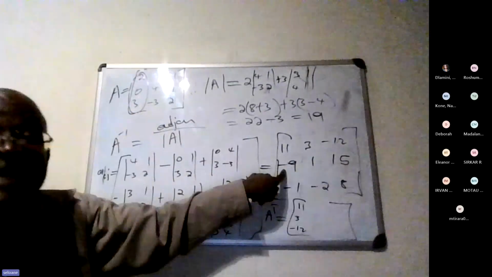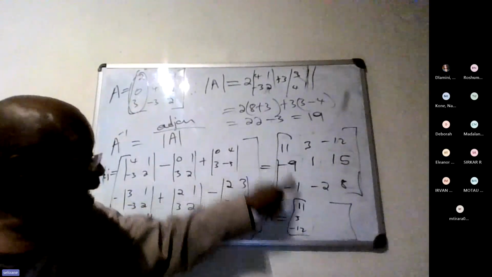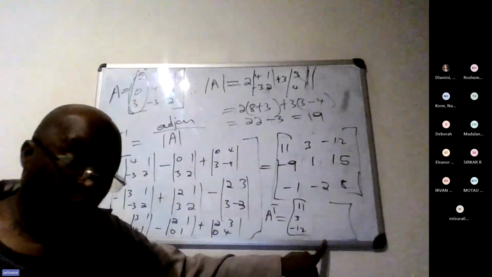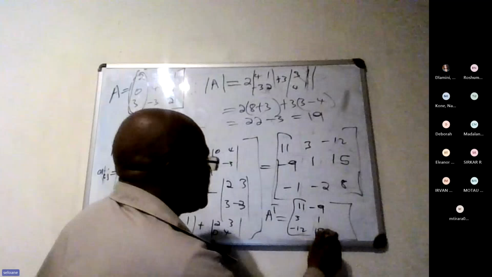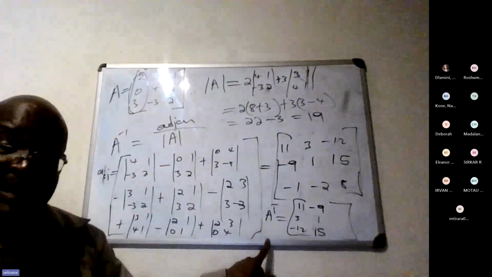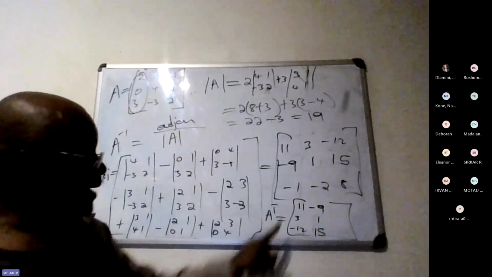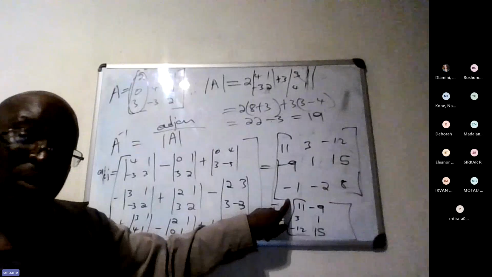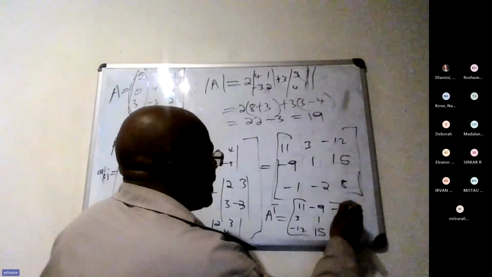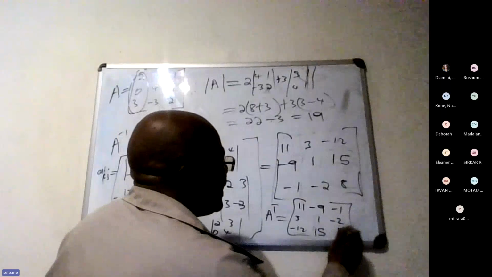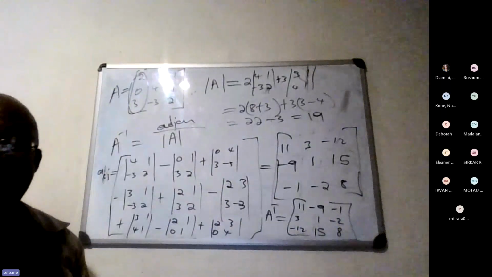These entries in the second row will now be the entries of the second column, which will now be minus 9 here, 1 here, and 15. That is A exponent T. That is the transpose. These entries of the third row will now be the entries of the third column. It will now be minus 1 here, minus 2 here, and 8. That's good. And we're now done.